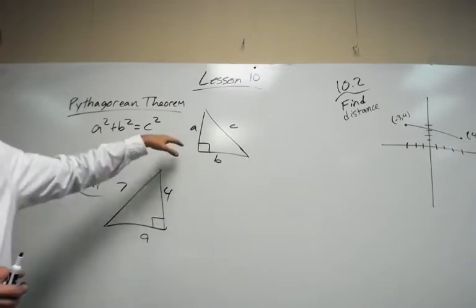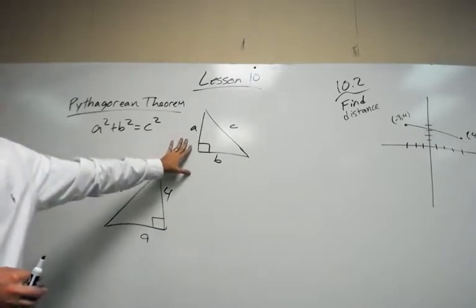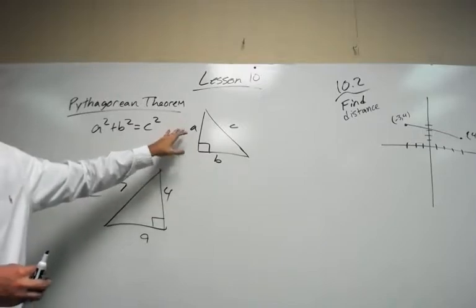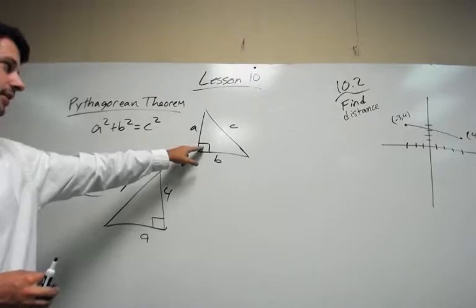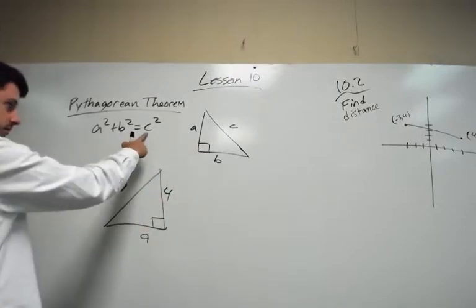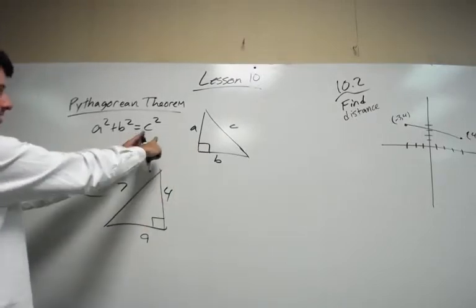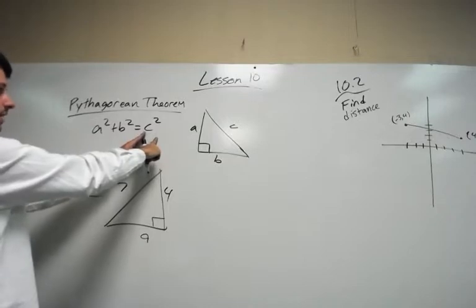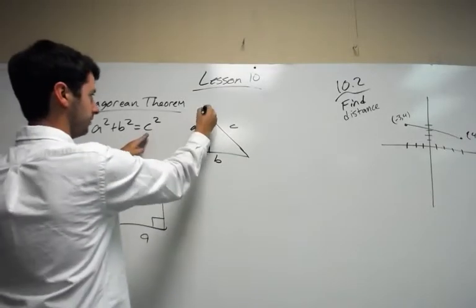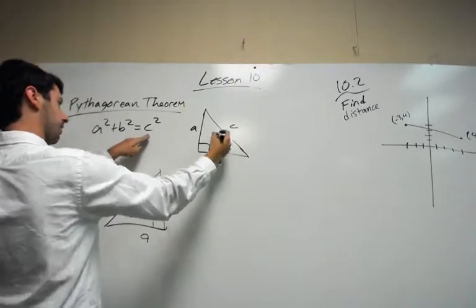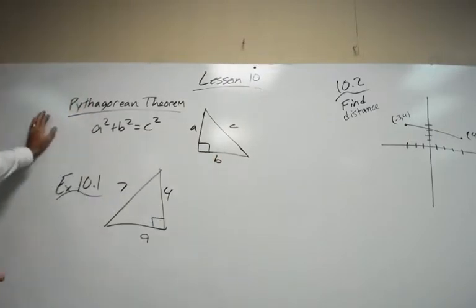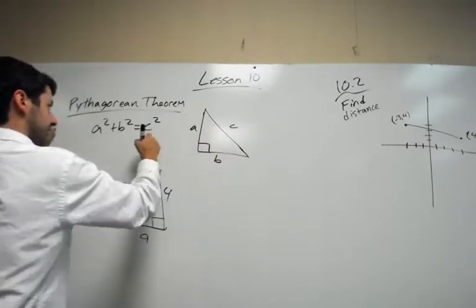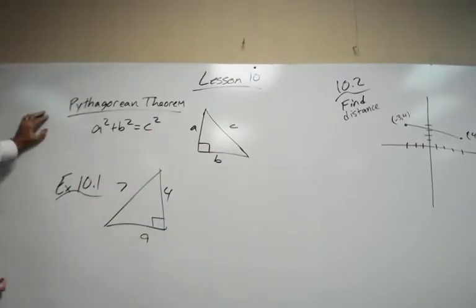A couple things to note. The Pythagorean theorem only works if it is a right triangle. If it's an acute or obtuse triangle, it does not work. So you have to make sure that it's a right triangle. The other thing to note is that your c squared, what is isolated on one side of the equation, is always the hypotenuse. The hypotenuse in a right triangle is always opposite the right angle. But c has to be isolated on its own. The a and b can flip, it doesn't matter.